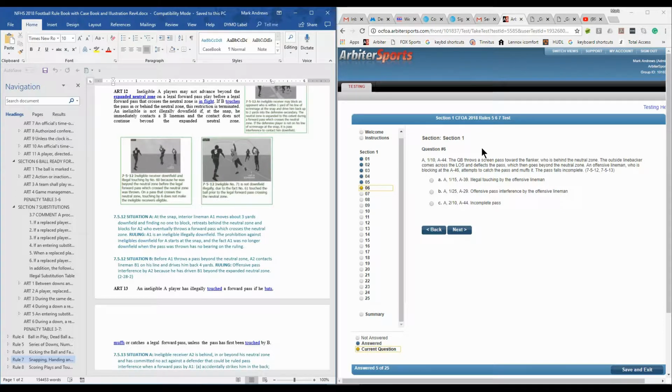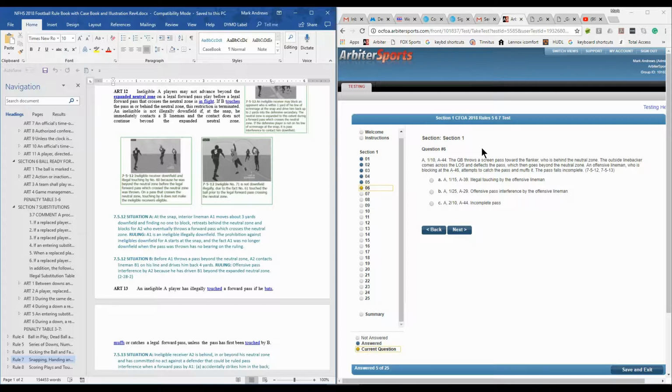Question 6. Team A, 1st and 10 at the A44. The quarterback throws a screen pass toward the flanker, who is behind the neutral zone. The outside linebacker comes across the line of scrimmage and deflects the pass, which then goes beyond the neutral zone. An offensive lineman who is blocking at the A46 attempts to catch the pass and muffs it. The pass falls incomplete. Do we have A, illegal touching by the offensive lineman, B, offensive pass interference by the offensive lineman, or C, an incomplete pass?